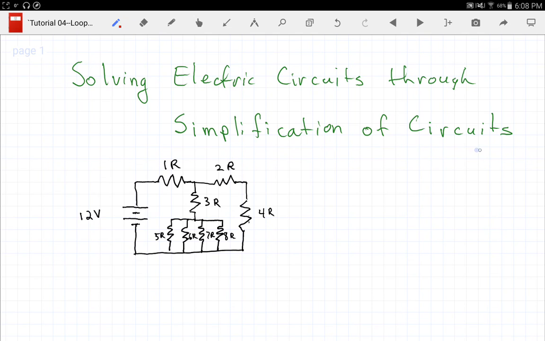So simplification of circuits means that we are going to be combining resistors in series and parallel to get a simpler circuit.